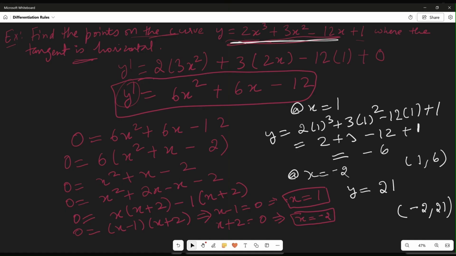So the points on the curve where the tangent is horizontal are 1 comma negative 6 and negative 2 comma 21.